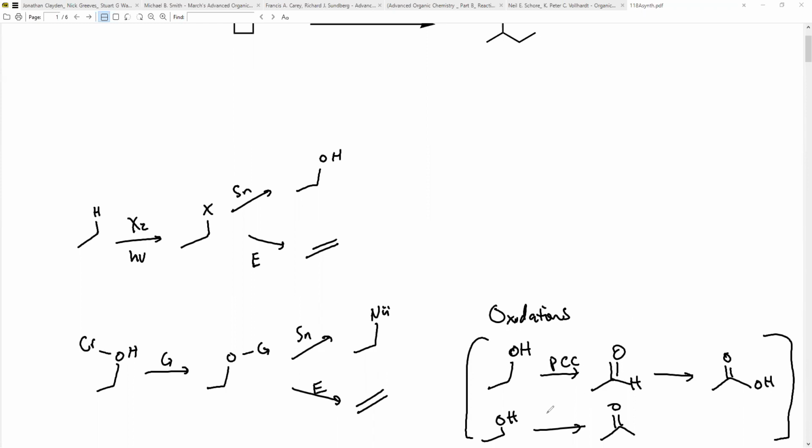Now, generally, there are some differences. I'll just note them down here. Jones should really only ever be used to make carboxylic acids, but I guess you can use it for ketones if you wanted to. PCC is very mild, like we're trying to stop our oxidation very early.